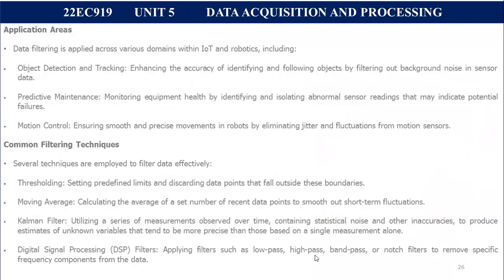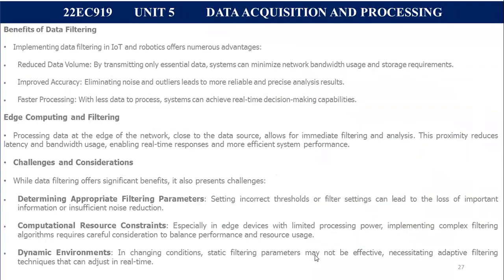What are the application areas? Object detection and tracking, predictive maintenance in factories, inventory or stock management, raw material management, and motion control. What are the common filtering techniques? Thresholding is one of the major techniques. The moving average method is the next major technique. Then Kalman filtering and digital signal processing filters. These are the major filters we use for removing redundancies and unwanted inaccurate data.